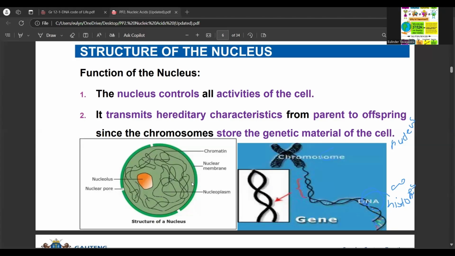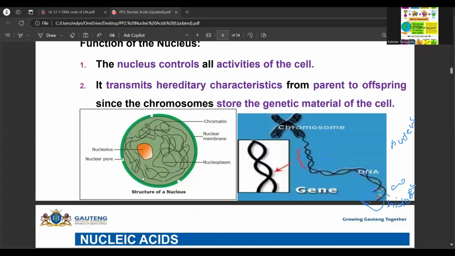So as you can see, this is the structure of the nucleus. From above, we've seen the diagram of the structure of the nucleus, and there we have the chromosome here, we have the DNA that is coiled in histones, then we have the gene, which means these are segments of the DNA.